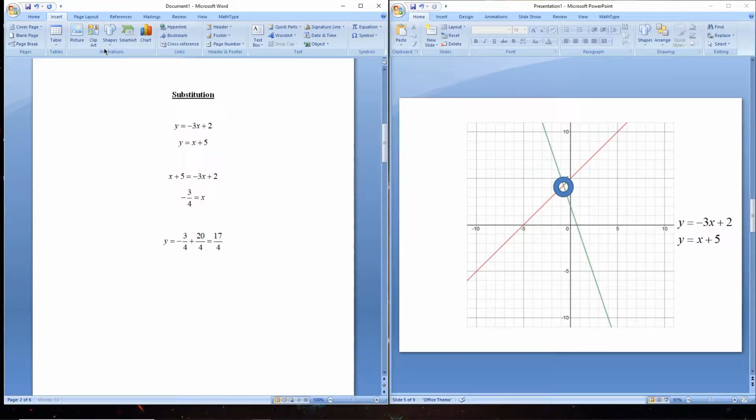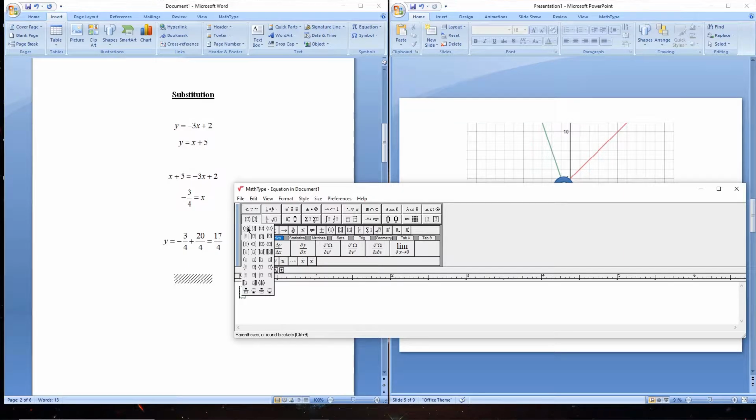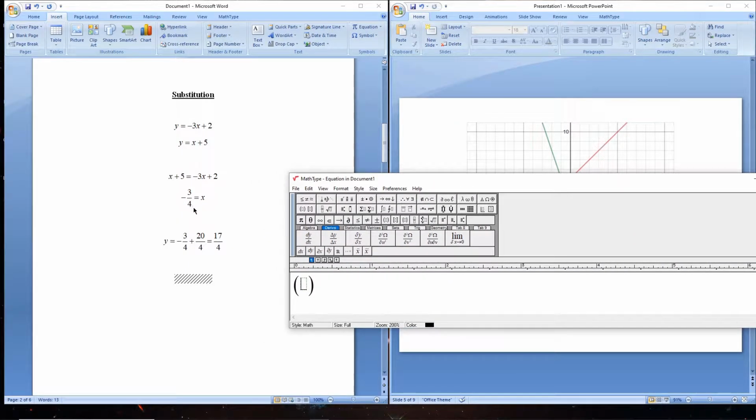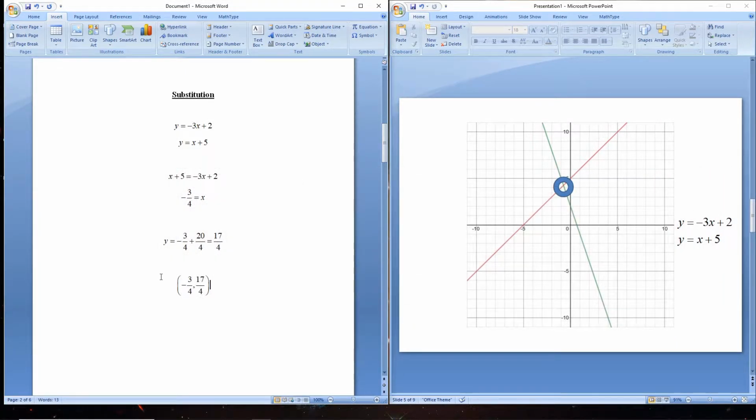And the answer that MyMathLab is going to prefer is to then put this in ordered pair notation. So using a parentheses, our x value here was minus 3/4. And then comma, our y value, which is 17/4. And this is then our final answer. This would be where they intersect then on the graph. So x is minus 3/4, and then y is 17/4.